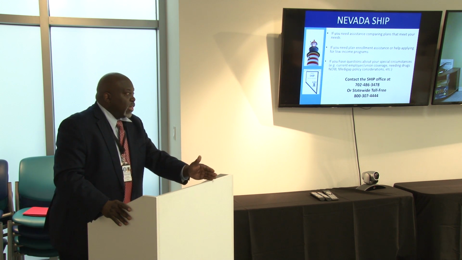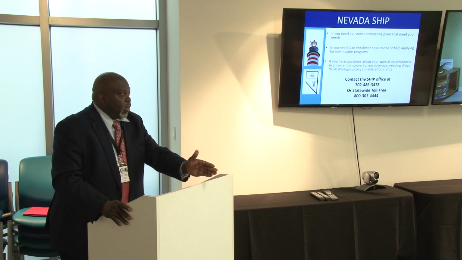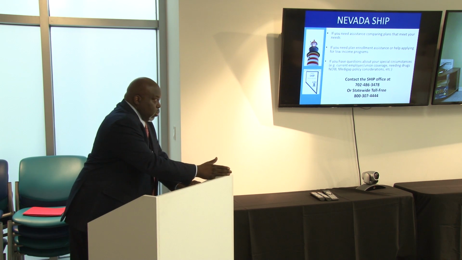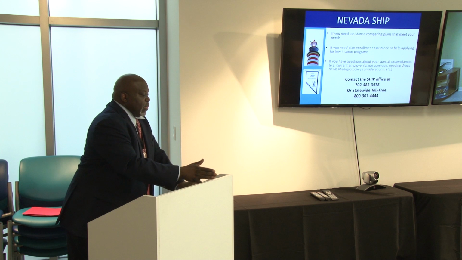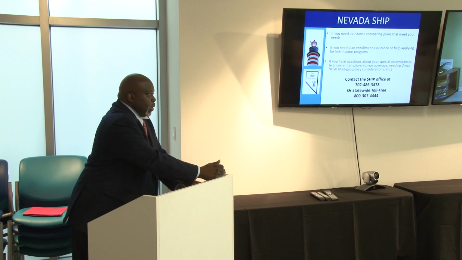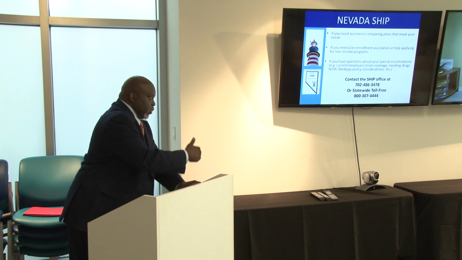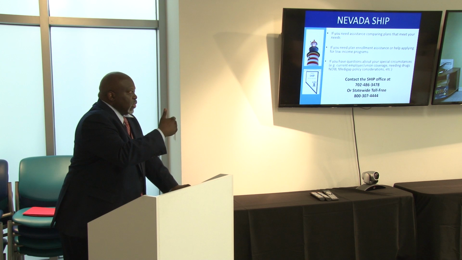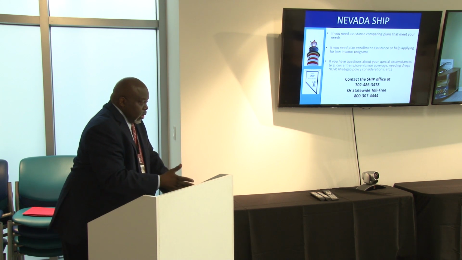Part B, however, does have a monthly premium associated with it, so that when you enroll in Medicare Part B, you will either pay that premium to Social Security, or you can have it arranged to come out of your Social Security benefits. That is one of the things that is given to you as an option.